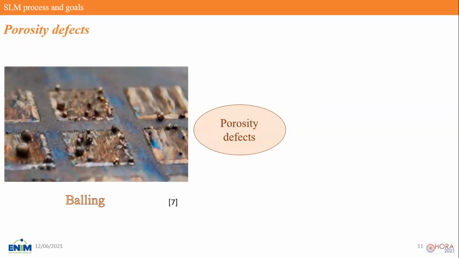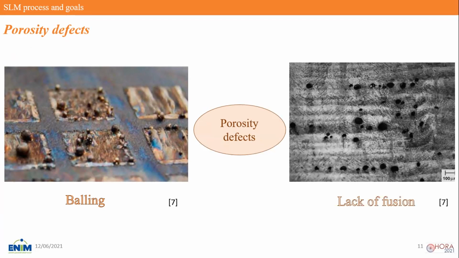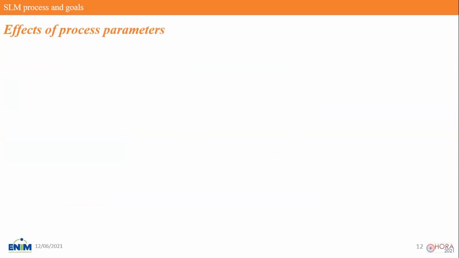The balling defect consists in the formation of spherical masses on the powder bed surface after laser scanning. Lack of fusion appears as the provided energy is not enough to fuse the layer of powder to a significant depth, leading to large and very severe voids in the part as built.